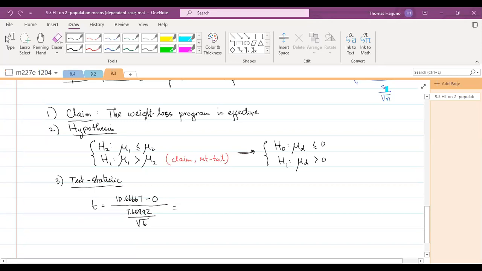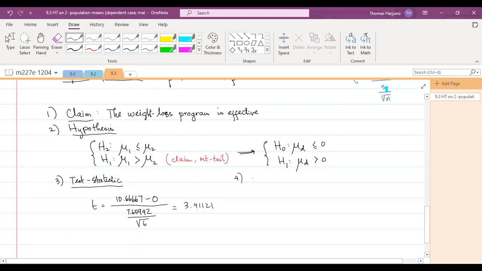Okay, so this will be, let's see, 10.66667 divided by 7.65942 in parentheses, square root of 6. Earlier I forgot. Okay, I get 3.41121.